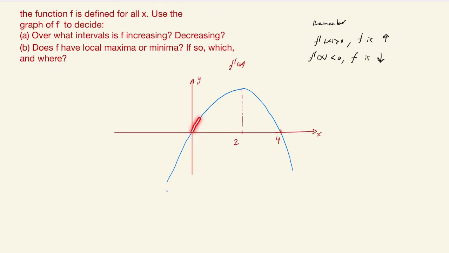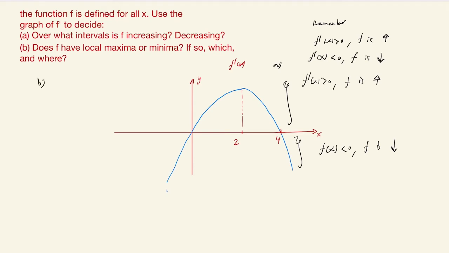For this function f prime of x, notice at the top, f prime is positive, and at the bottom, f prime of x is negative. So we can use the rule. On the top, f prime of x is positive, which means the function f of x is increasing over that interval. And at the bottom, f prime of x is negative, therefore the function f of x is decreasing over that interval.